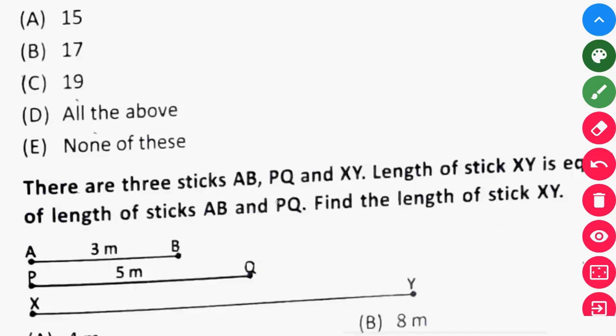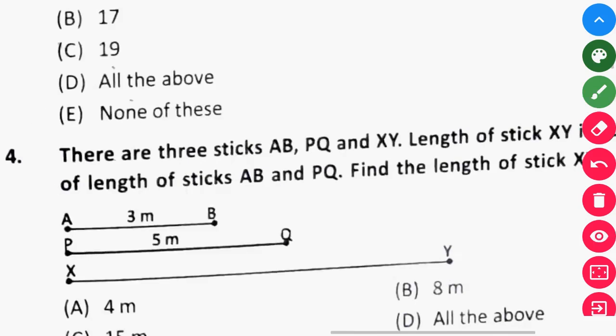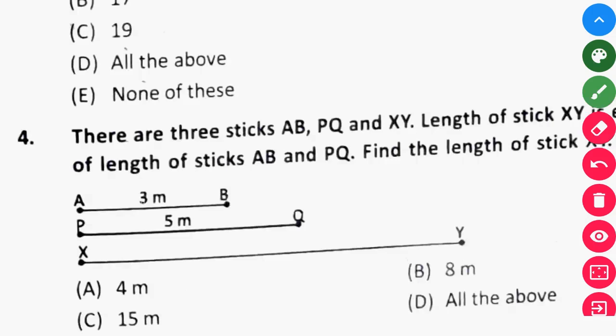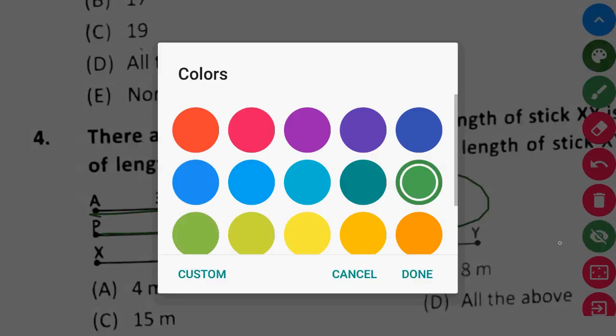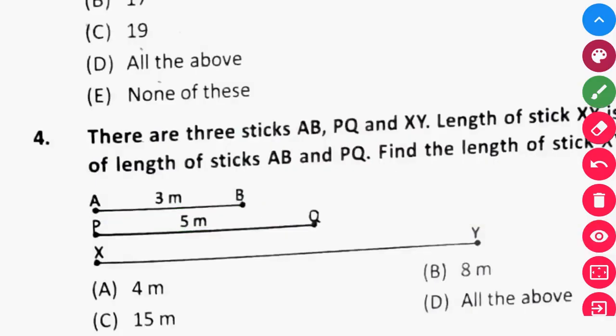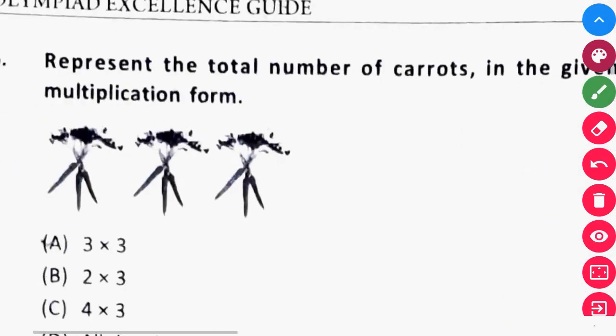Now there are three sticks: AB, PQ and XY. The length of XY is equal to the sum of the lengths of the sticks AB and PQ. Now you have been given the lengths of AB and PQ. You just have to add both lengths to get the length of XY. And so this is the homework question because it is very easy. You just have to add those two lengths and you will get the answer. I think till now you have got the answer also.